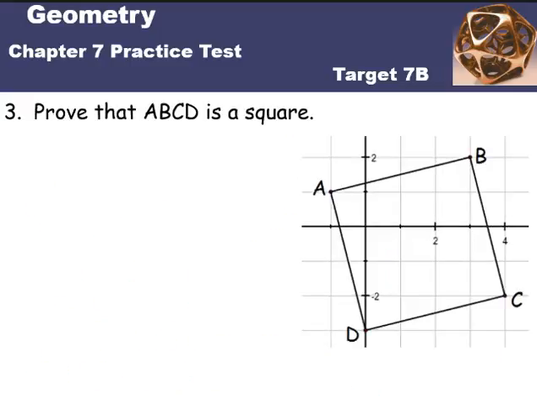Okay, and for problem number 3, we have to prove that ABCD is a square. So to show something is a square, we need 4 equal sides and 4 right angles.